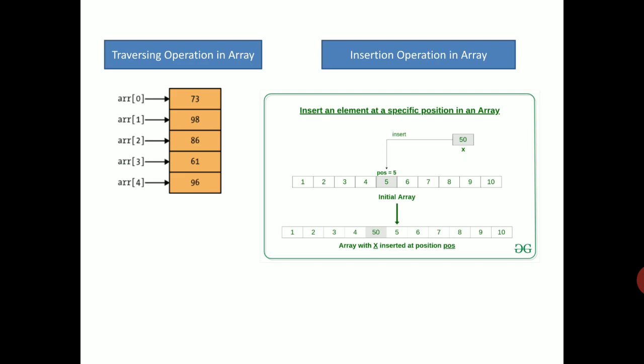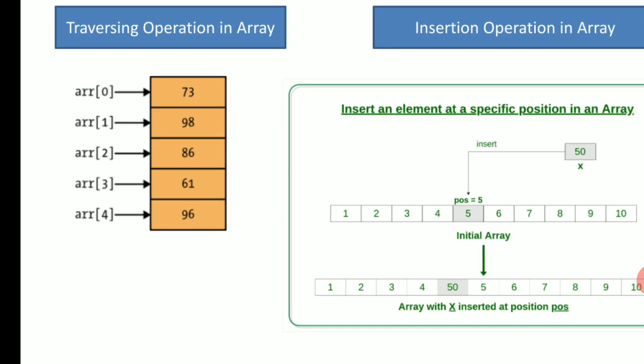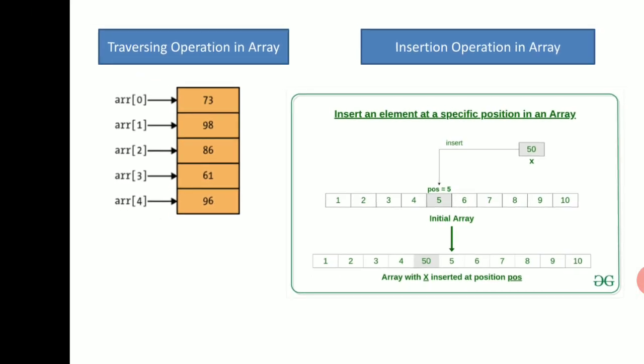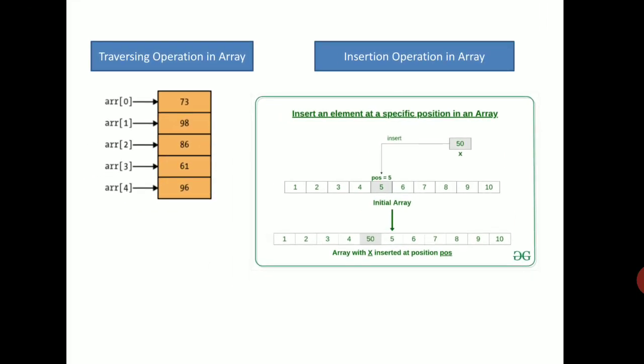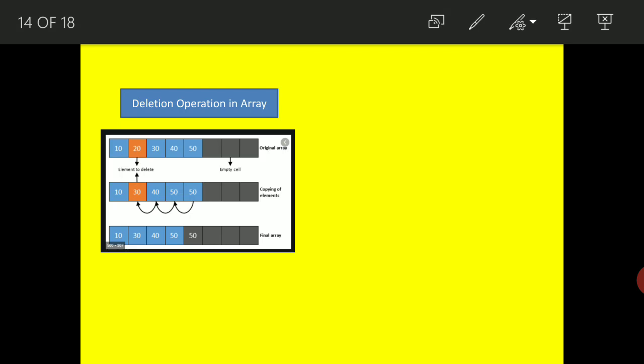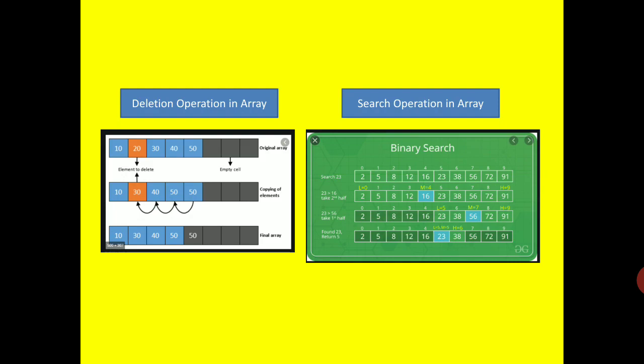The first operation is traversing. You got it? What is traversing? Visiting an element. Visiting each and every element of an array at least one time is traversing. Insertion, adding a new element into an existing array, that is insertion. Then we have deletion, that means removing an element. 20 is removed, we can see it clearly. Then next we have the search operation. Search means finding, we'll see it later.